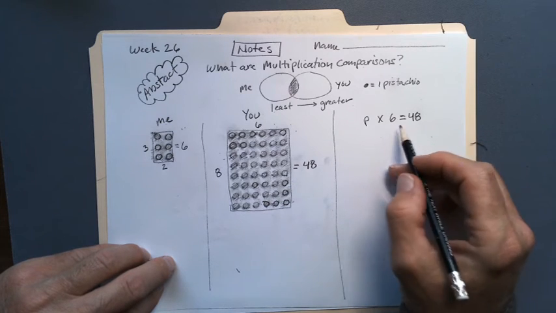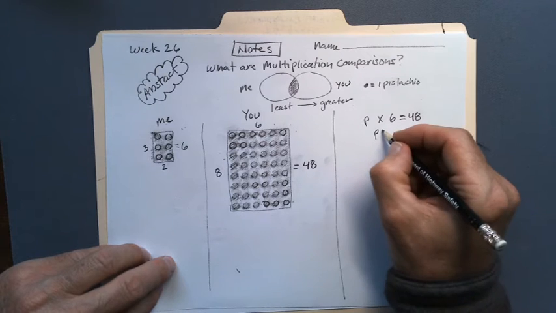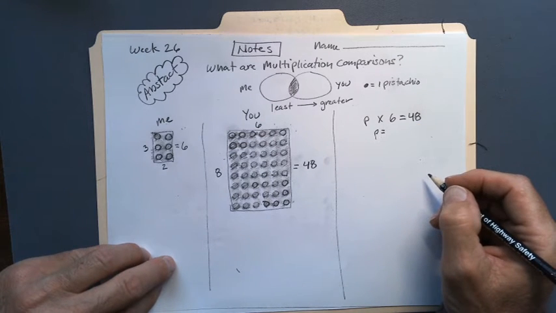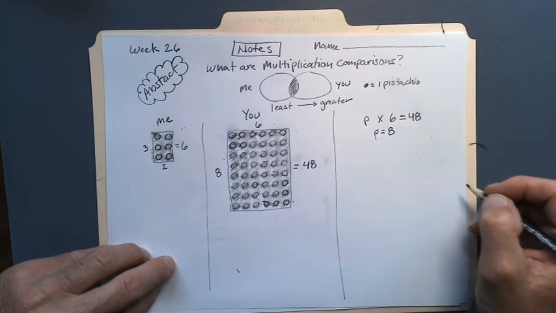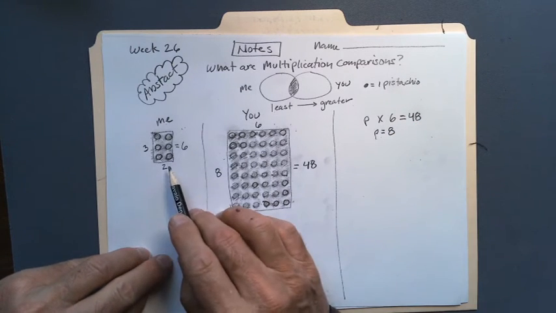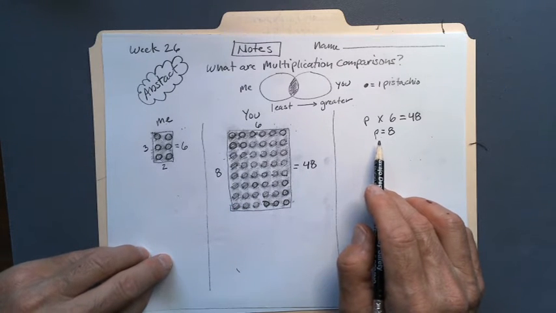So how can we solve this equation? What's P going to equal? Well, if you look at your array, you already could figure out, or if you know your multiplication, you could already figure out that P is going to equal 8. I have 6 over here. You have 48. You have 8 times more.